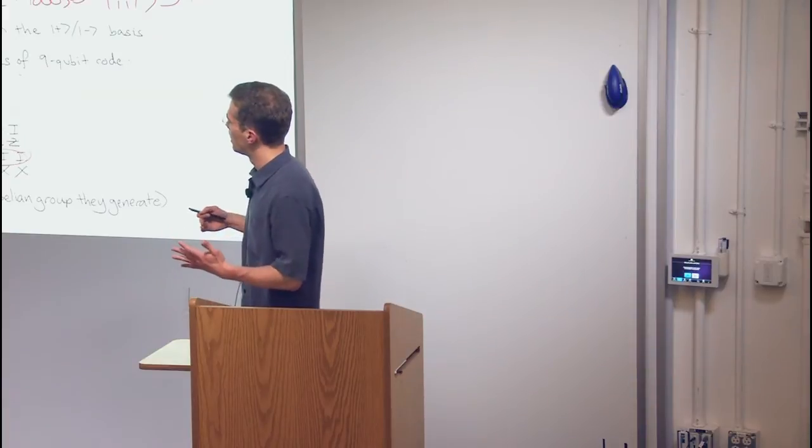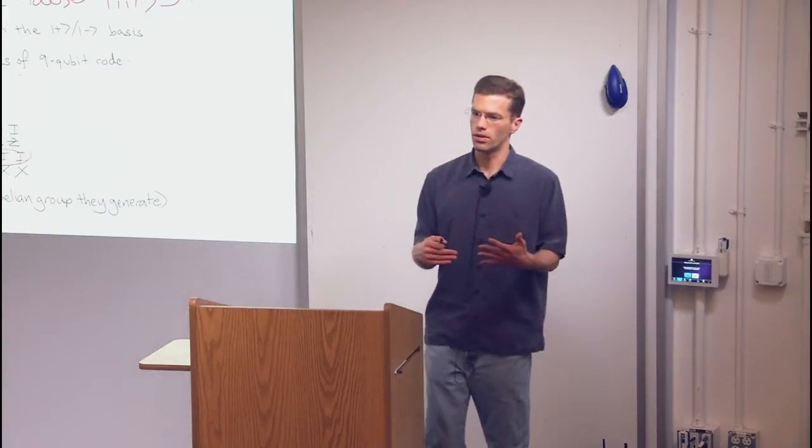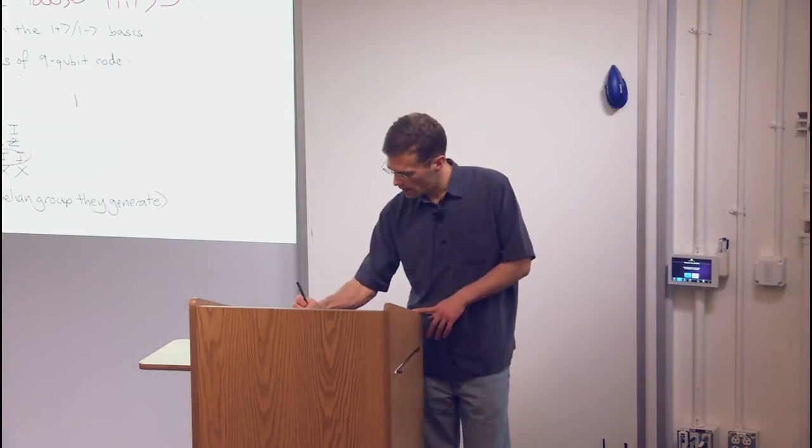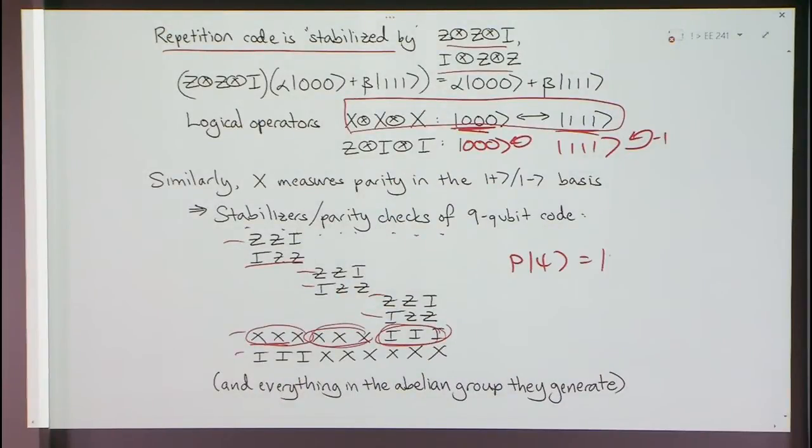One can check they're all independent of each other, and of course, if P psi equals psi, Q psi equals psi, PQ psi equals psi. So not only do you have these 8 stabilizers, but everything in the group that they generate is also a stabilizer of this. That's another way of defining the code, actually. You can define this 9-qubit code just by listing these 8 independent parity checks or stabilizers.